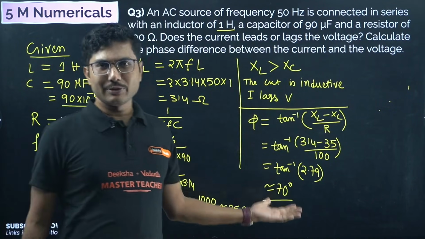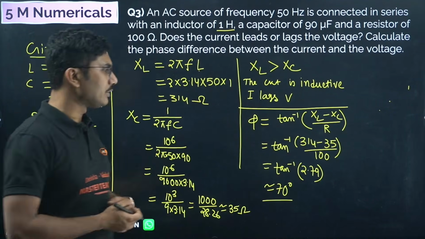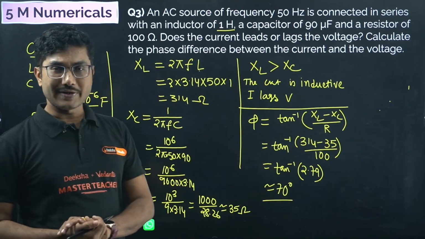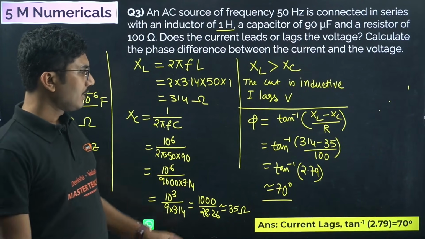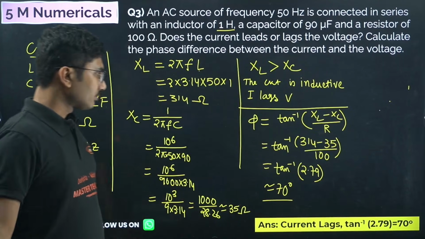I remembered it, I wrote it. Okay, in simple calculators you will not be able to calculate the tan inverse value. Scientific calculators are not allowed. So the correct answer is 70 degrees.